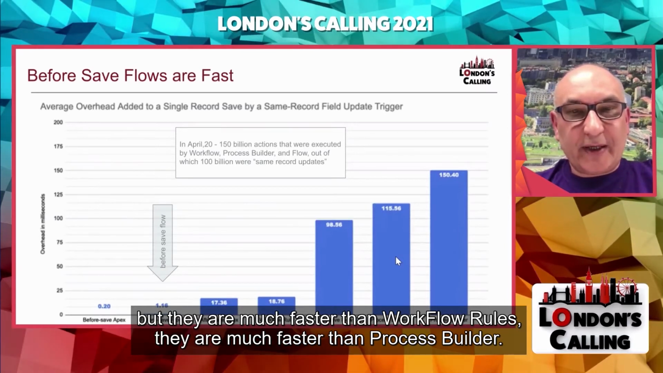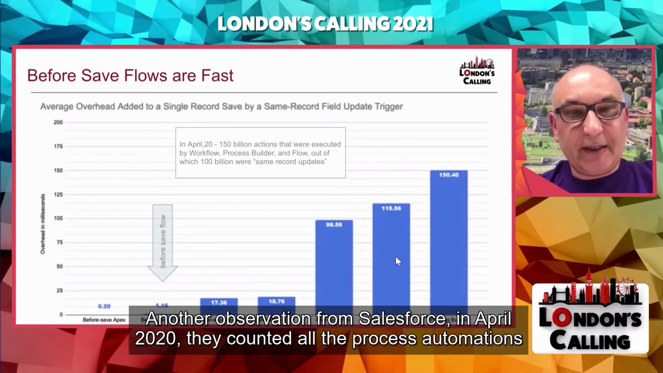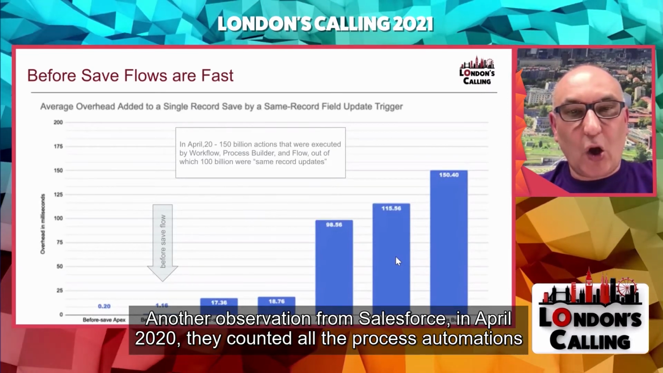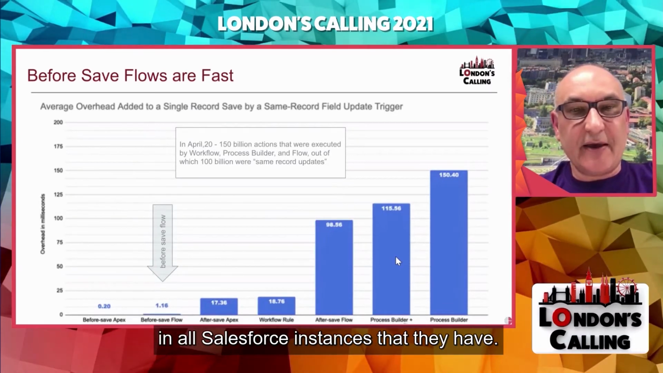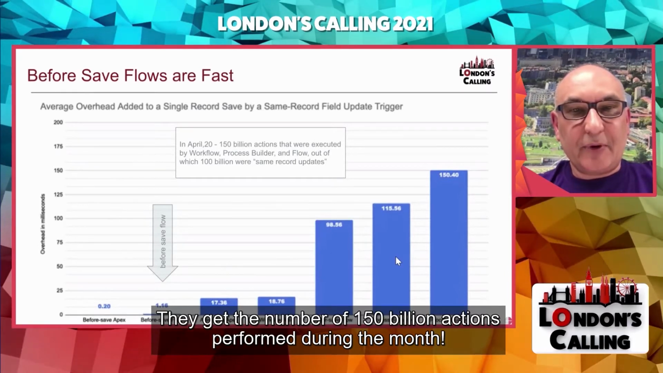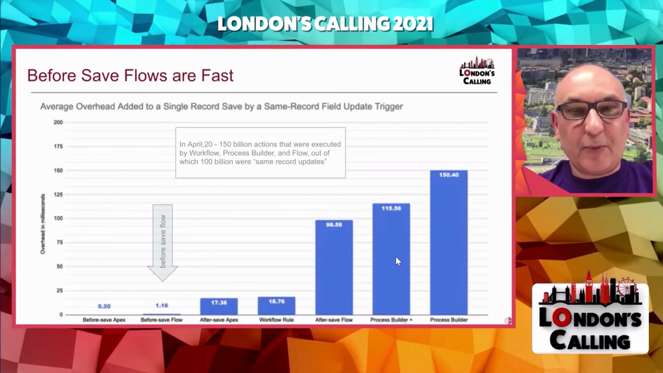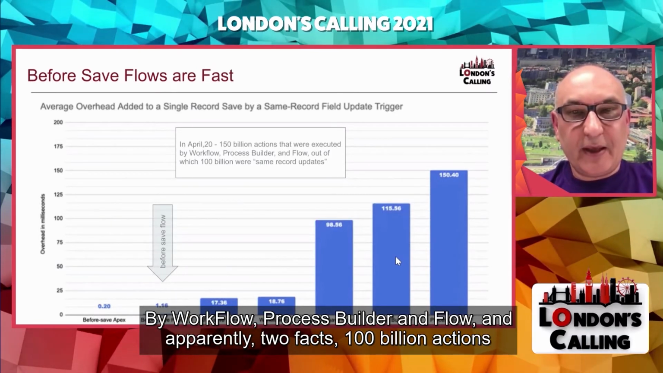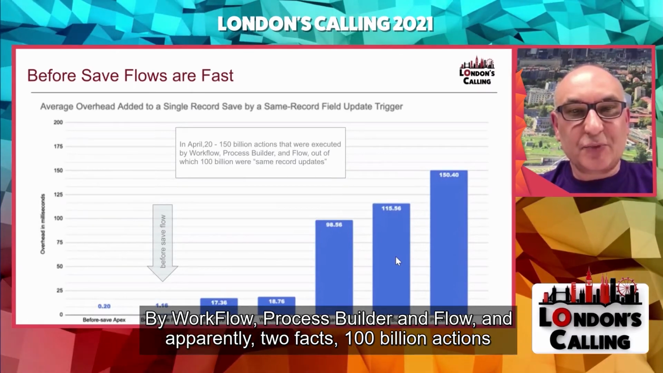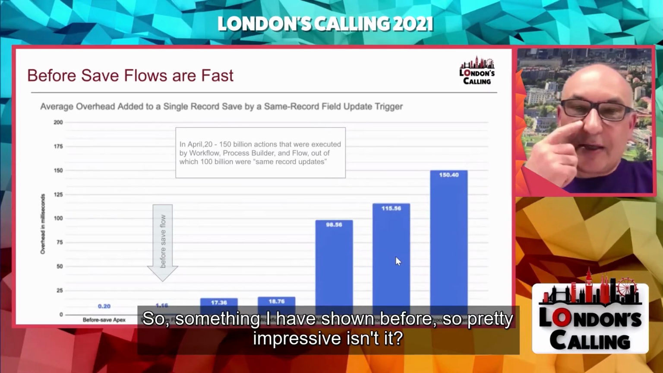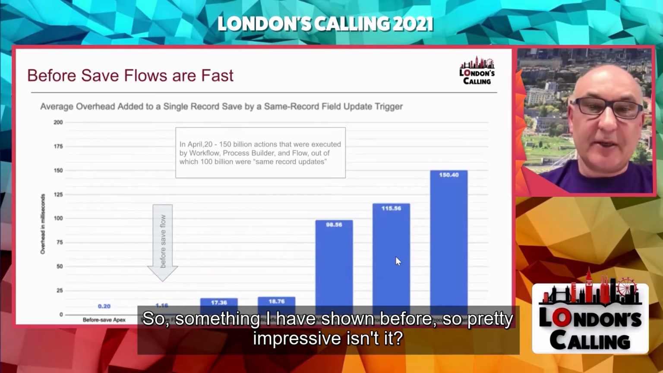And also another observation from Salesforce. In April 2020, they counted all the process automations in all Salesforce instances they have. They got the number of 150 billion actions performed during the month by workflow, process builder, and flow. And apparently, two thirds, 100 billion actions, were same record updates. Something I showed before. So pretty impressive, isn't it?